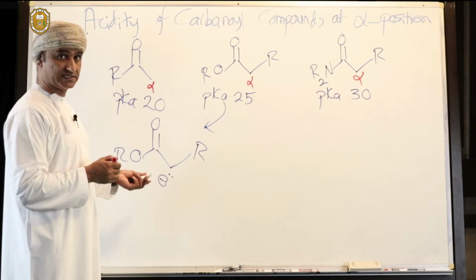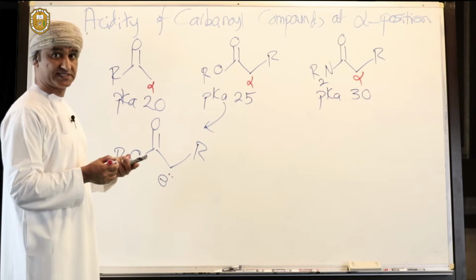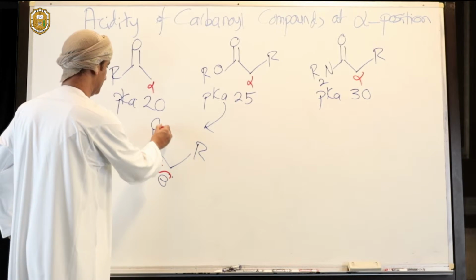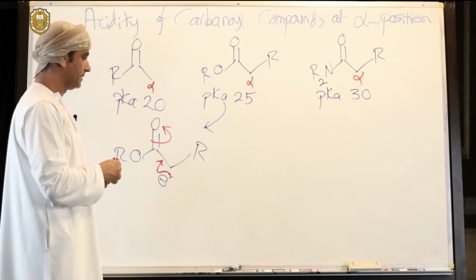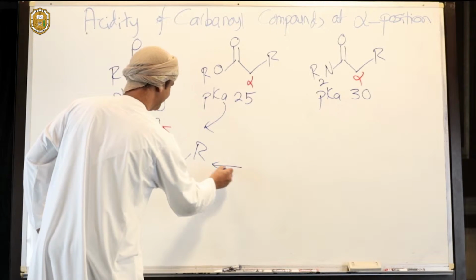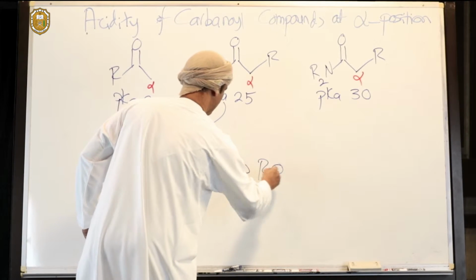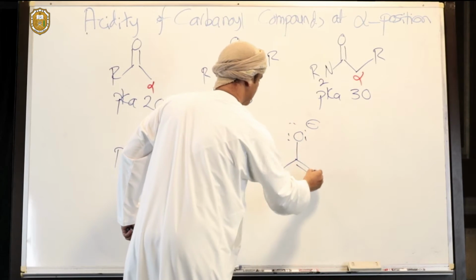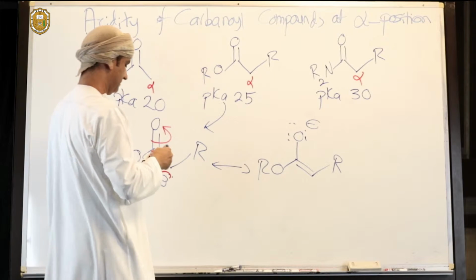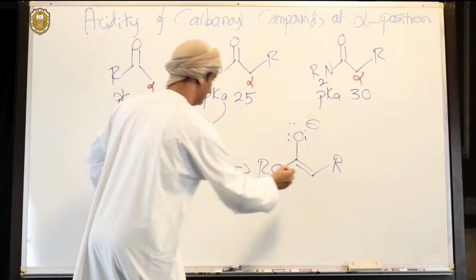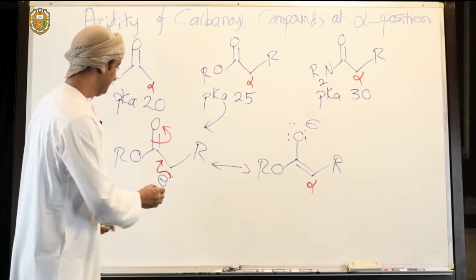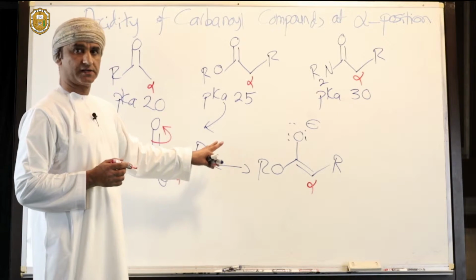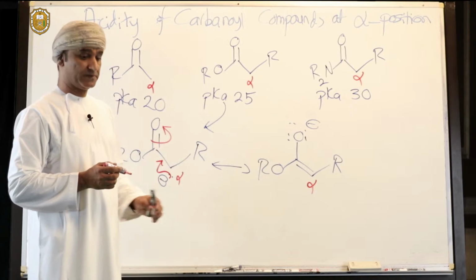We can stabilize this by resonance as usual, in exactly the same manner that we did before on the corresponding intermediates of ketones to make the corresponding enolates. So this is the corresponding enolate of an ester, which results by deprotonation at the alpha position. Now, so far, this is not different from that of ketones.